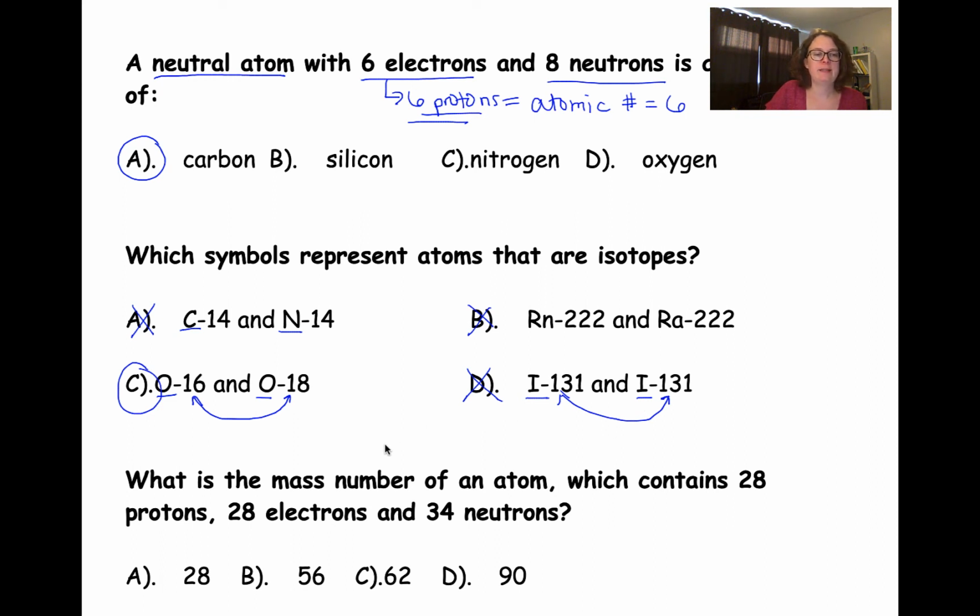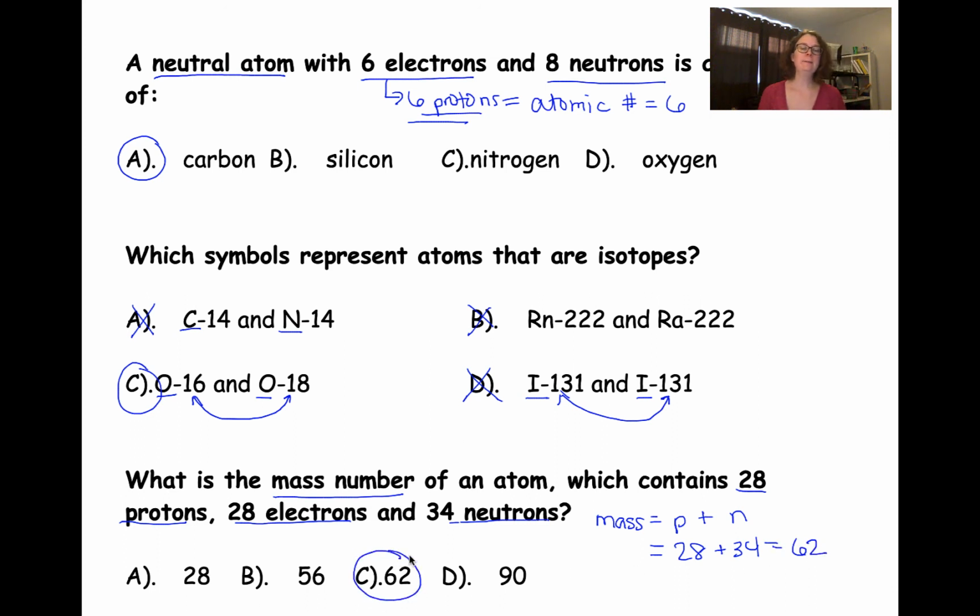And then for our last example, what is the mass number of an atom that contains 28 protons, 28 electrons, and 34 neutrons? So here we need to remember mass equals protons plus neutrons. Right, so we have 28 protons and we have 34 neutrons. That's going to give us a total of 62. Right, or answer C.